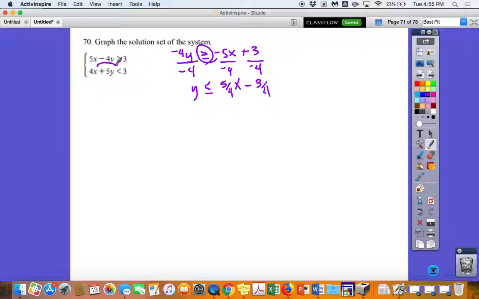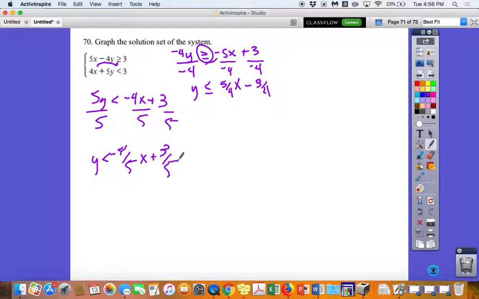Okay, move that over. 5y is less than negative 4x plus 3. Divide through by positive 5, which doesn't flip anything. Makes some nasty fractions, but other than that, not supposed to be painful.